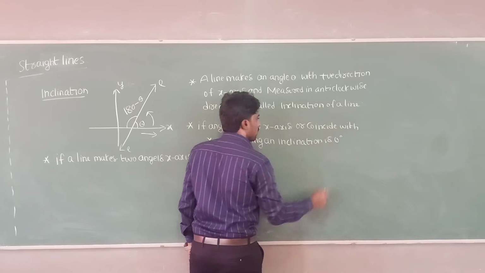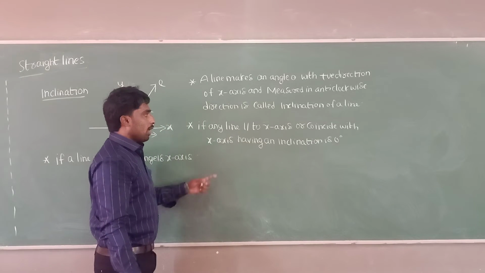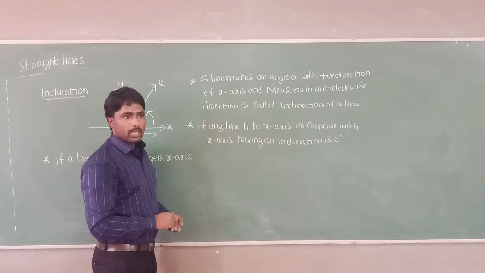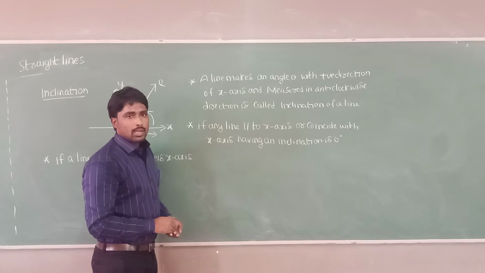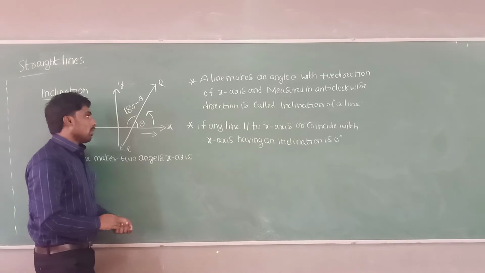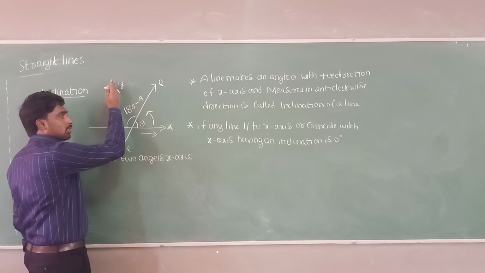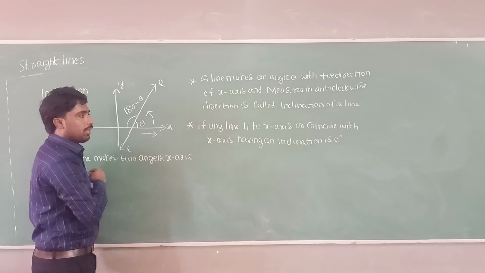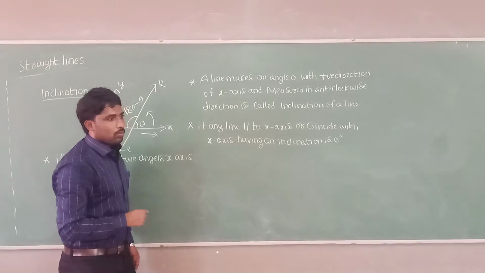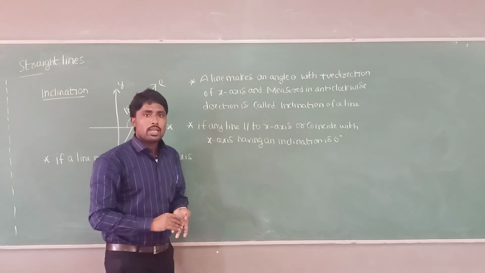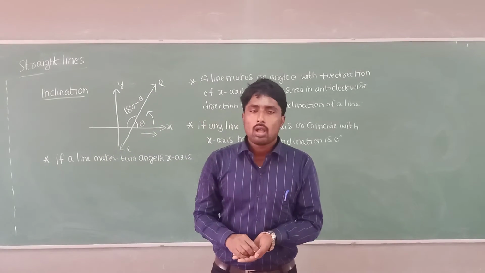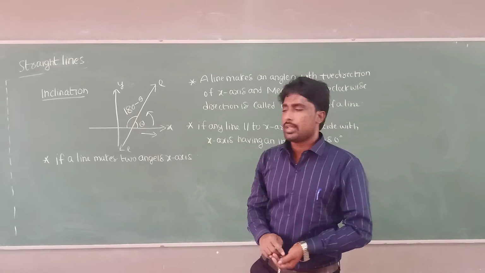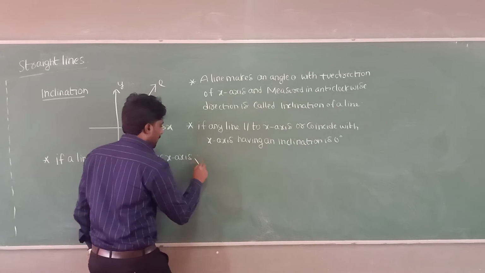For suppose if a line is parallel to the y-axis or coincides with the y-axis, the inclination becomes 90 degrees. Or you can say it in one more way: if a line is perpendicular to the x-axis or parallel to the y-axis, having an inclination of 90 degrees. Okay, note that point.